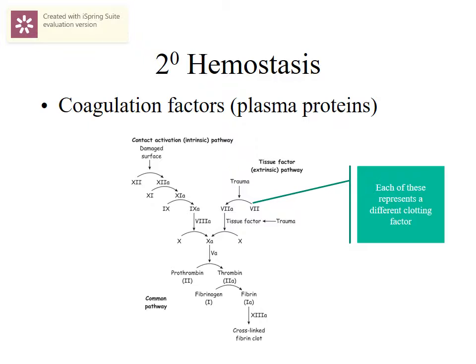This is a graphical representation called the coagulation cascade. We've seen it previously in this lesson, and it represents the coagulation factors or plasma proteins involved in secondary hemostasis, and depicts how they interact one after the other from top to bottom to end up with a fibrin clot.